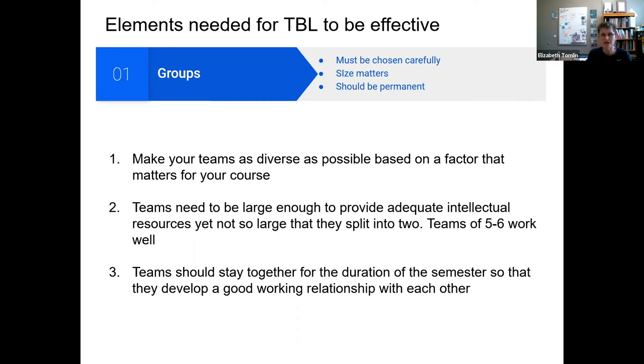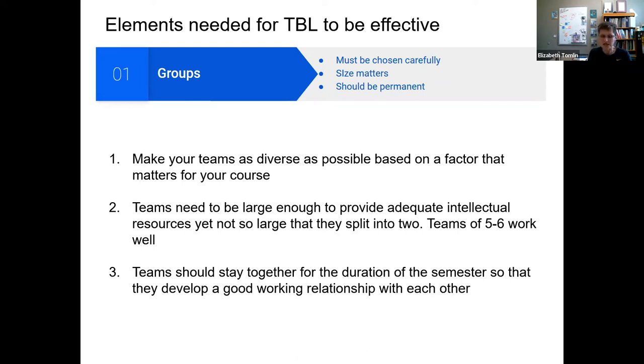When students say, oh, I want to be on a team with my roommate, I say no, and I tell them why. What happens is little cliques form, and pairs will work together and exclude the other team members. Once I explained it, I've never had anybody be upset about that. So whatever matters for your class, set your teams up to diversify them by that particular factor. Some people use a pretest based on content, so you're spreading out strong with less prepared students.